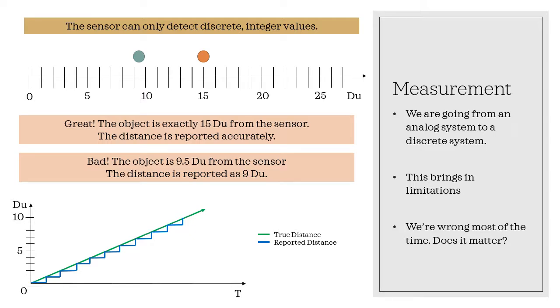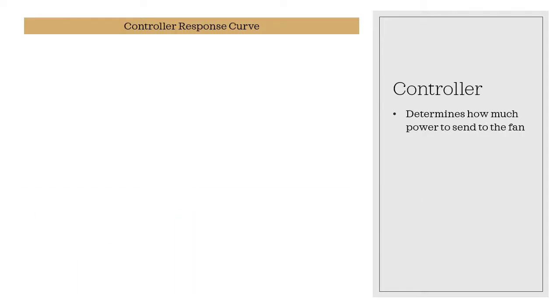Now let's talk about the controller a little bit. Our controller is going to determine how much power to send to the fan. And we can model this using a controller response curve. The input to our controller is the error. So we have some kind of input, our x value, if you want to look at it like a function. So we'll plot it as an x-axis.